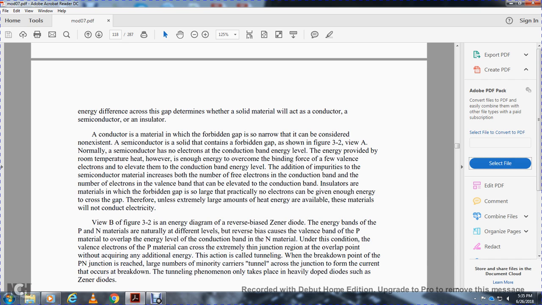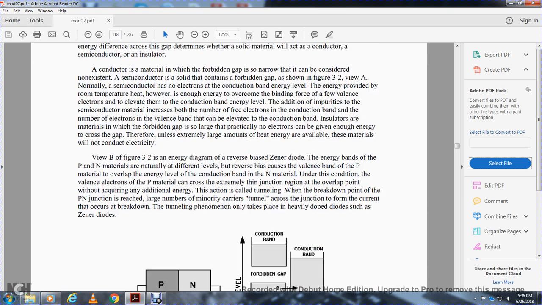The addition of impurities to the semiconductor material increases the free electrons in the conduction band, and the number of valency band electrons that can be elevated to the conduction band. In insulators, the forbidden gap is so large that practically no electrons can be given enough energy to cross the gap. Therefore, unless extremely large amounts of heat energy are available, these materials will not conduct electricity.